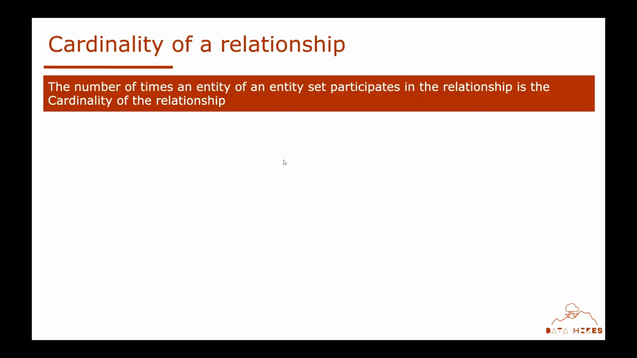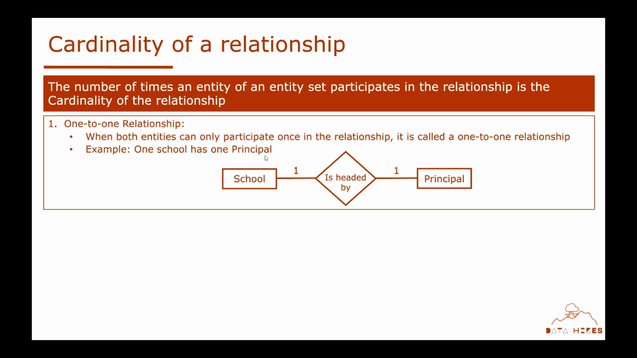Next, we will look at cardinality of a relationship. This basically means the number of times an entity set participates in a relationship. We can look at an example to understand better. The first type is a one-to-one relationship. When both entities can only participate once in the relationship, it is called one-to-one.